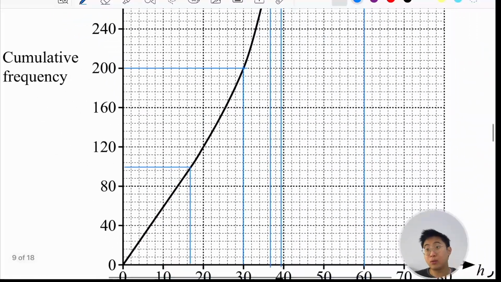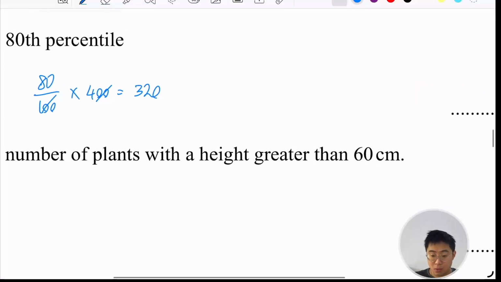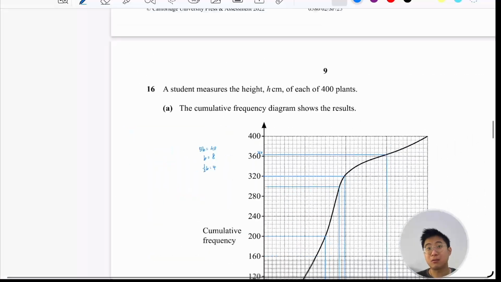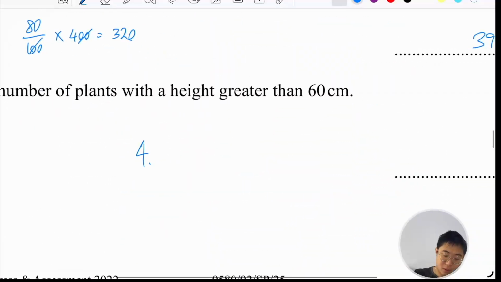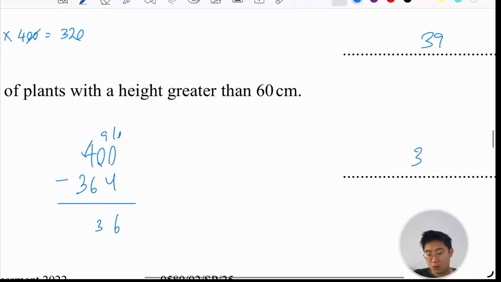And then what do they want? They want height greater than 60 cm. So anything above 364, we want. I can do 400 minus 364, right? 400 minus 364. You know what? I'll do it on the side. So that will be 36. Okay. So based on what I drew, I got 36.